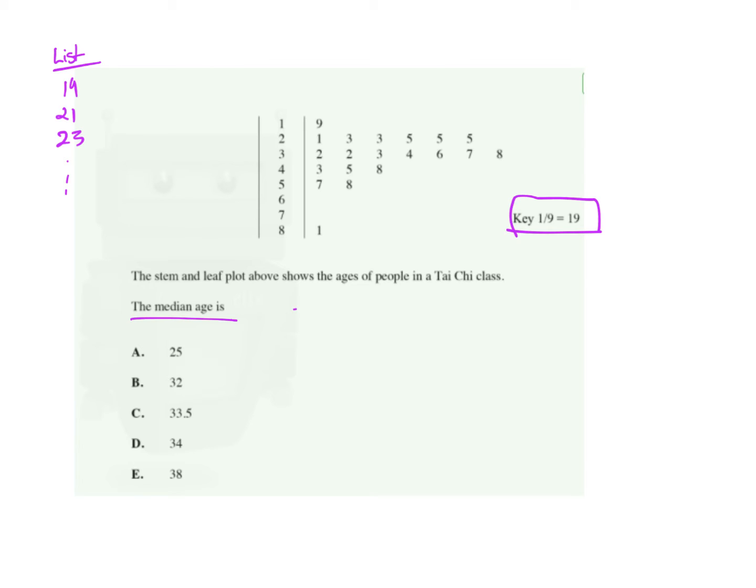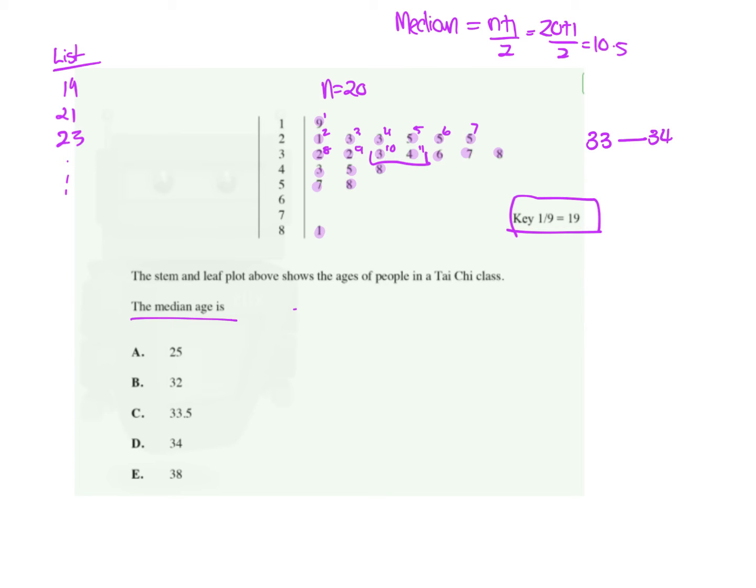So we'll count up how many people we have. 1, 2, 3, 4, 5, 6, 7, 8, 9, 10, 11, 12, 13, 14, 15, 16, 17, 18, 19, 20. So I know n is 20. My median can be found at n plus 1 divided by 2, so 20 plus 1 divided by 2, so 10.5. So 1, 2, 3, 4, 5, 6, 7, 8, 9, 10, and there's 11. So it's somewhere between here. The number between 33 and 34 would be 33.5. So there's your answer.